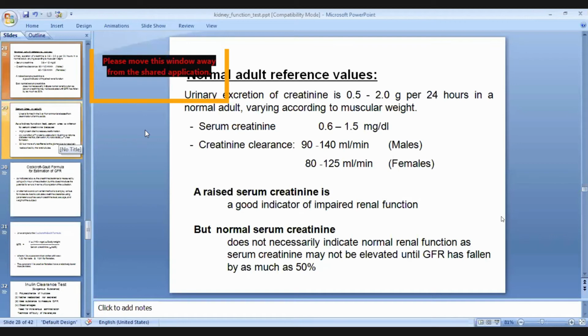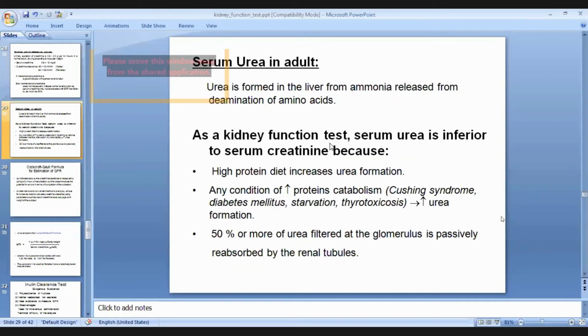Serum urea in adults. Urea is formed in the liver from ammonia and released in the deamination of amino acids. You have learned about this urea, and we are comparing urea with creatinine. Why is urea inferior to creatinine? Because high protein increases urea formation, so it may not give an accurate idea of renal functioning. And in any condition with increased protein catabolism, like Cushing syndrome, diabetes mellitus, and starvation, the urea level may also increase.